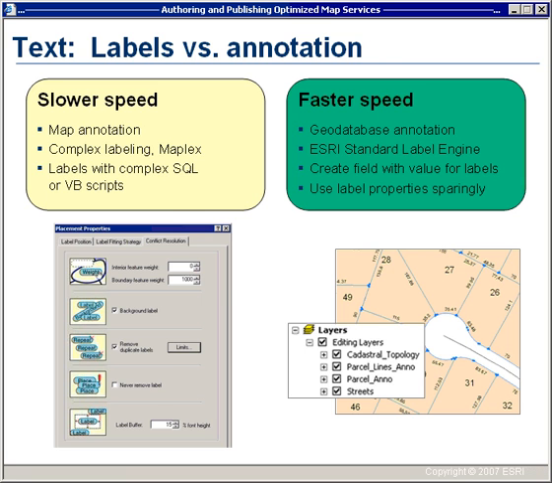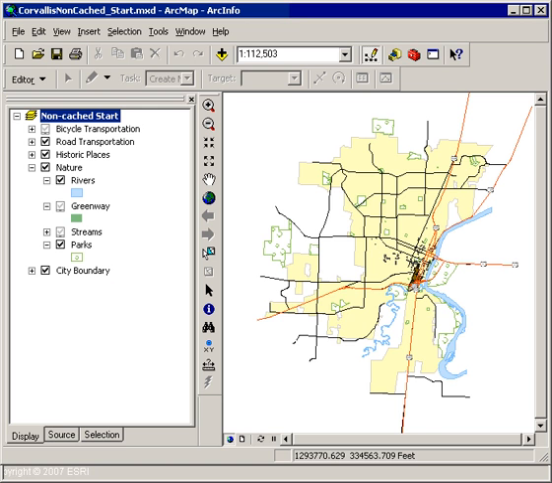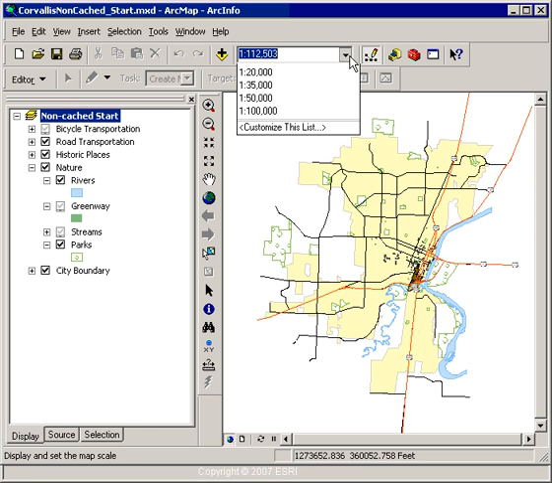Let's take a moment to review a map document that I have prepared and consider what types of things we could change to improve its performance once it has been published. So if I move down here, I have another map document that I prepared for non-cached here. And again, we're working with the Corvallis data. And you might notice that I've got quite a few features that are being displayed at my full extent.